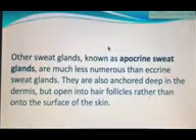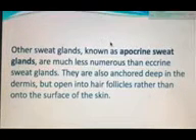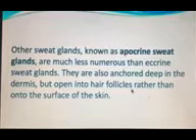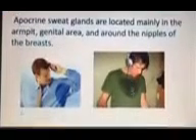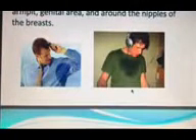Other sweat glands, known as apocrine sweat glands, are much less numerous than eccrine sweat glands. They are also anchored deep in the dermis, but open into hair follicles rather than onto the surface of the skin. So like I said, these apocrine sweat glands usually cause a little bit of body odor. When you have a hair in a follicle, typically combined with that sweat, it ends up creating a little bit of an odor. It's just a normal chemical process. Apocrine sweat glands are located mainly in the armpit, genital area, and around the nipples or breasts.